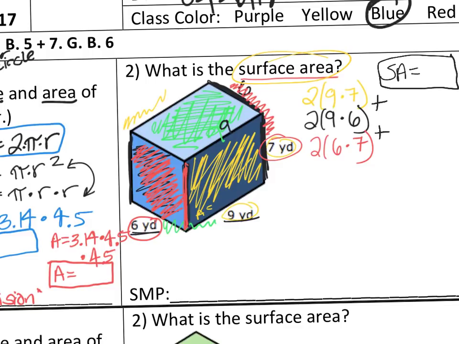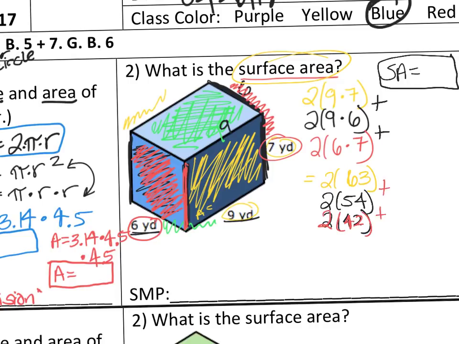So let's break it down. We have 9 times 7, which is, I'm sorry, I said 42, it's 63. And 9 times 6 is 54. So I'm just multiplying the inside of the parentheses. And then 6 times 7 is 42. Oops, I was supposed to write that in red. And remember, you're going to add these all together at the end.